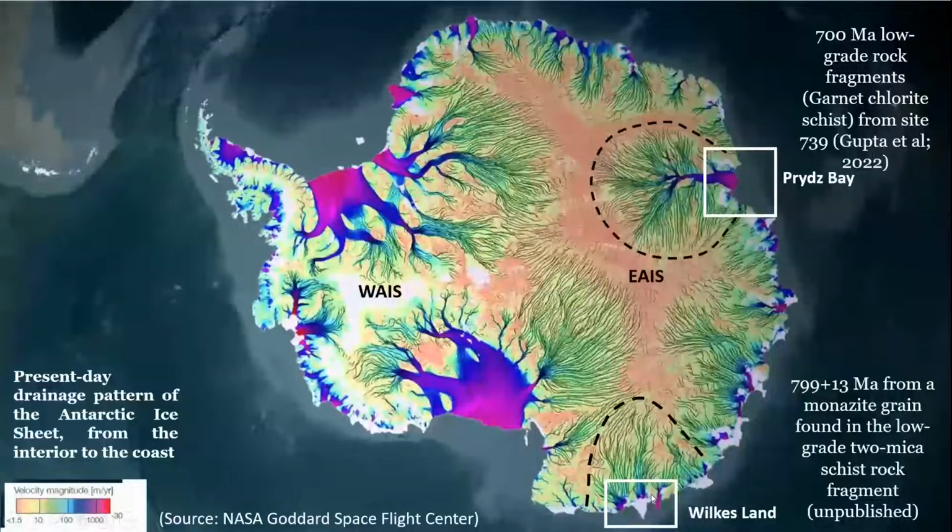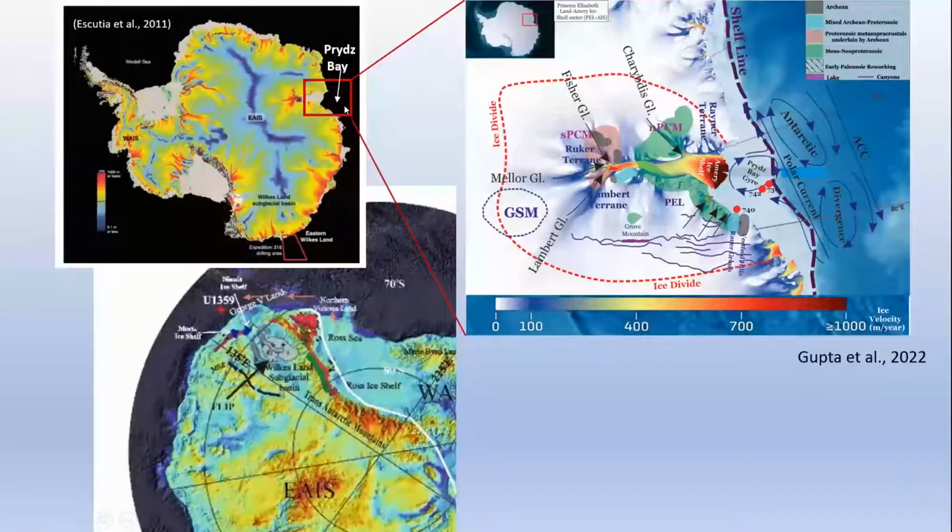So our work is based on the sediments recovered from ODP Expedition 119 in Prids Bay and IODP Expedition 318 in Wilkes Land area. And this map is showing the location of sites in Prids Bay, and these red dots are the location of sites. This is the site 740. 3 sites were drilled in Prids Bay during the expedition. This is the site 740, 742, and 739. 740 is the most proximal site, and these 2 sites are distal sites.